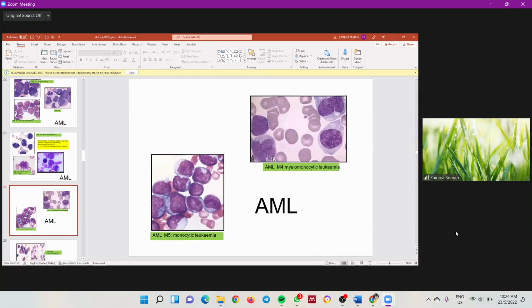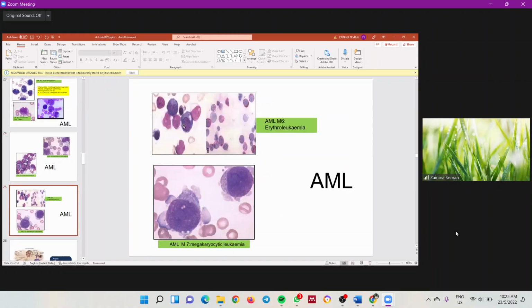These are among other differences in the morphology of AML. This is M4, this is M5. M4 and M5 are usually a little bit more common. This kind have a gum hypertrophy presentation. This is M6, erythroleukemia. This is M7, megakaryocytic leukemia. This type of leukemia is a little bit rare.